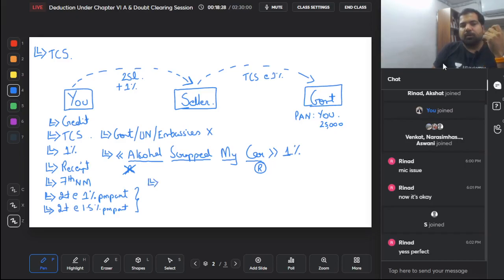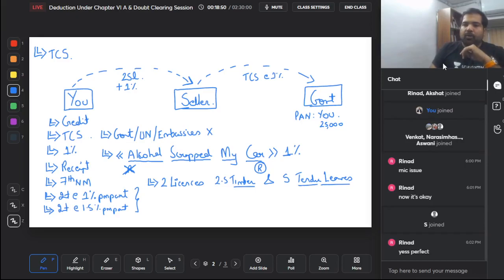Next, two licenses. Guys, how many licenses? Two licenses for 2.5% timber and 5% tendu leaves. Guys, you know timber is basically the wood or the trees. Tendu leaves are the ones where you make bidi from. So you need two licenses for 2.5 timber and 5 tendu leaves. What is this, guys? This is again a shortcut. But what is this shortcut? That if you are selling licenses. Now what is selling licenses?